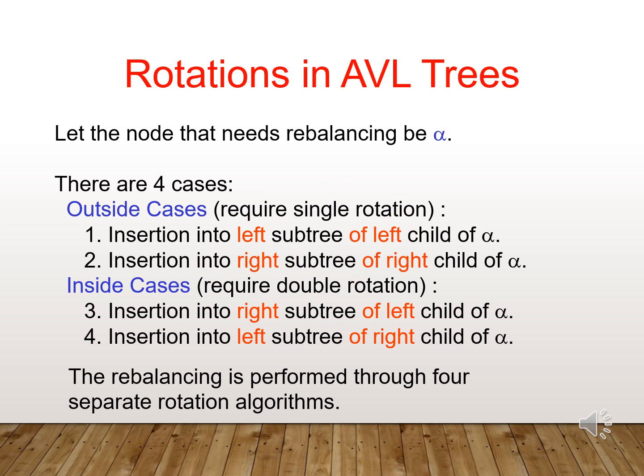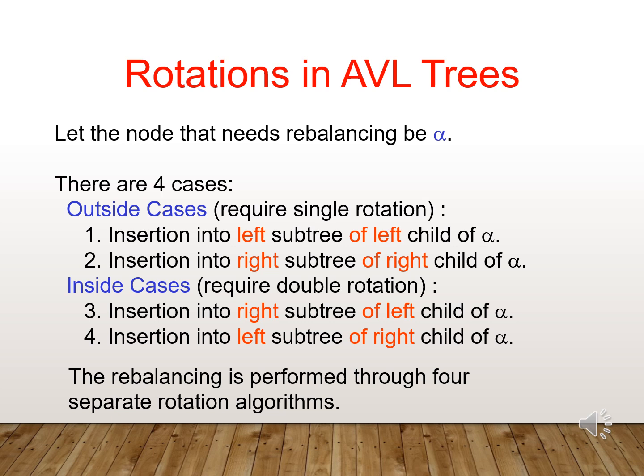Rotations in AVL trees. There are 4 cases in rotations, out of which 2 require single rotation and 2 require double rotation. Under single rotation, insertion into the left subtree of the left child of alpha causes LL imbalance, which can be fixed by right rotation. Insertion into the right subtree of the right child of alpha causes RR imbalance, which can be fixed by left rotation.